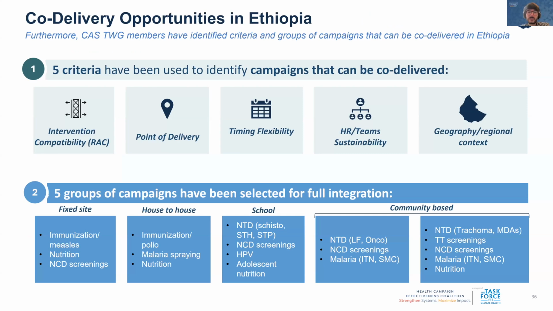And 5 groups of campaigns have been selected by the Ethiopian Ministry of Health to happen potentially together using the point of delivery as a key criteria. So we have bundles on fixed site, house to house, school or community-based. And this was used very early on. There currently is a big integrated co-delivered campaign in Ethiopia that is I think just finished, that has used this matrix and is part of this. And you will probably see communications about this.